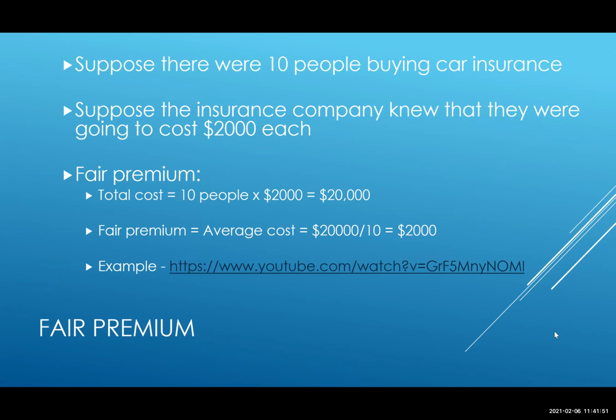Suppose there were 10 people buying car insurance, and suppose that the insurance company knew that it was going to cost $2,000 each. So in order to figure out the fair premium, you take the total cost, which would equal the 10 people times the 2,000, that would be $20,000. So your fair premium is your average cost, divided by the 10 people. So that is the $2,000.